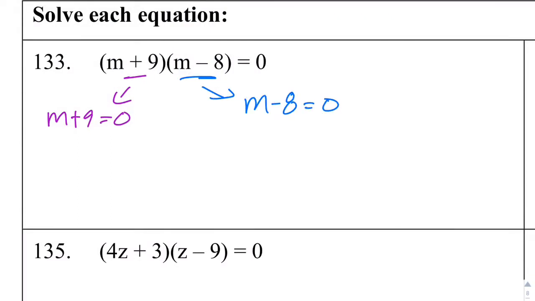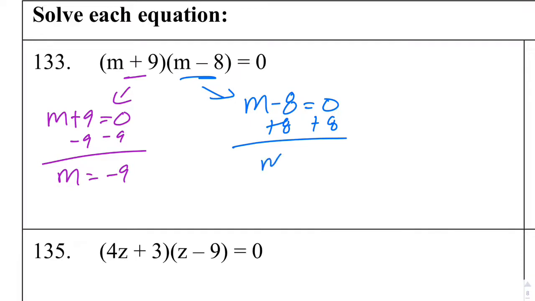So in this case, either our factor m plus 9 equals 0 or our factor m minus 8 equals 0. One of them has to be 0, otherwise we can't multiply them together to get 0. If m plus 9 equals 0, I subtract 9, and one of my solutions is negative 9. Over here, if I add 8, one of my solutions is positive 8. Those are the two values that when plugged into this equation would make it equal to 0.